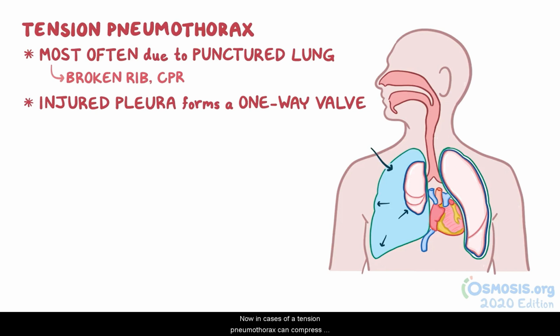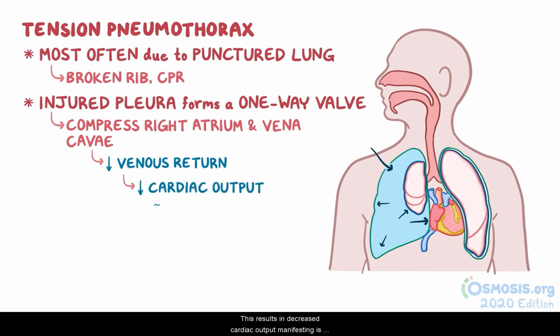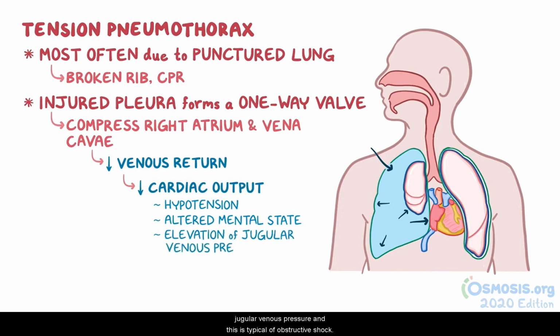Now, in cases of a tension pneumothorax, it can compress the right atrium of the heart and the vena cava, decreasing venous return. This results in decreased cardiac output manifesting as hypotension, altered mental status, and an elevation of the jugular venous pressure, and this is typical of obstructive shock.